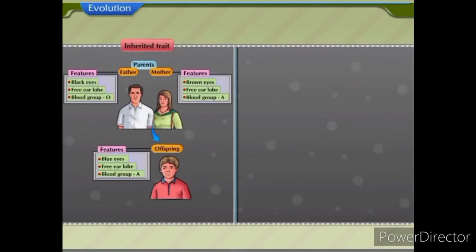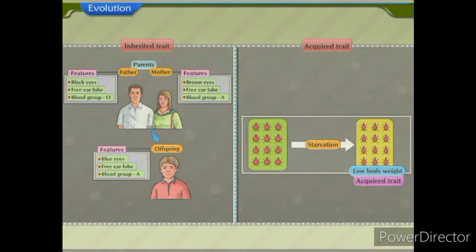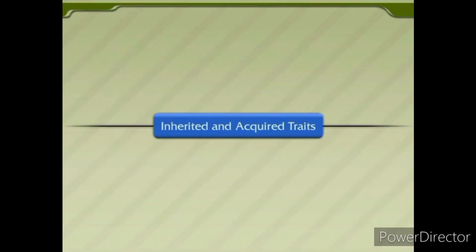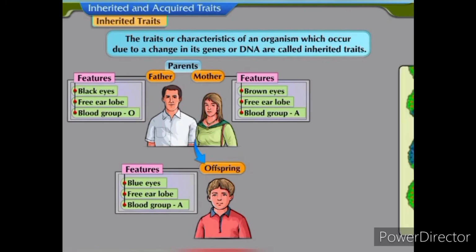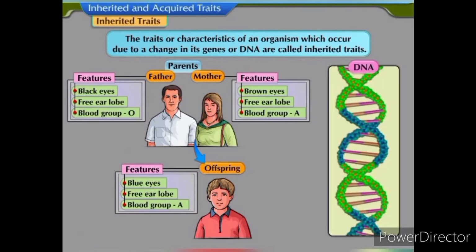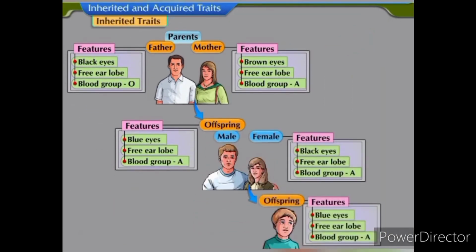Let us study inherited and acquired traits. Inherited traits. The traits or characteristics of an organism which occur due to a change in its genes or DNA are called inherited traits. They are passed on from one generation to another.